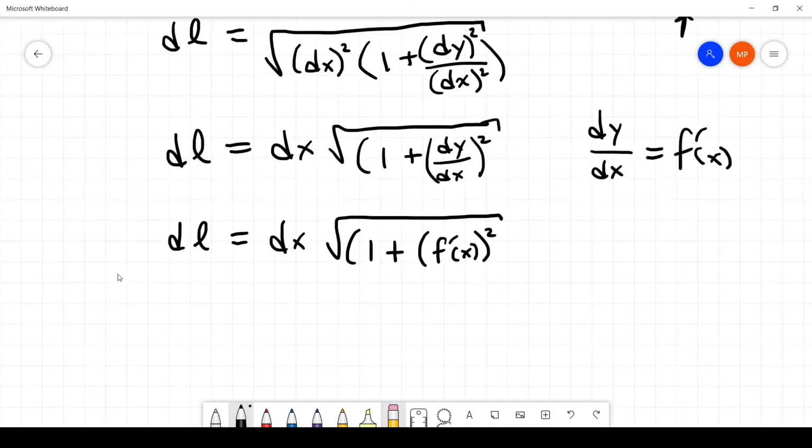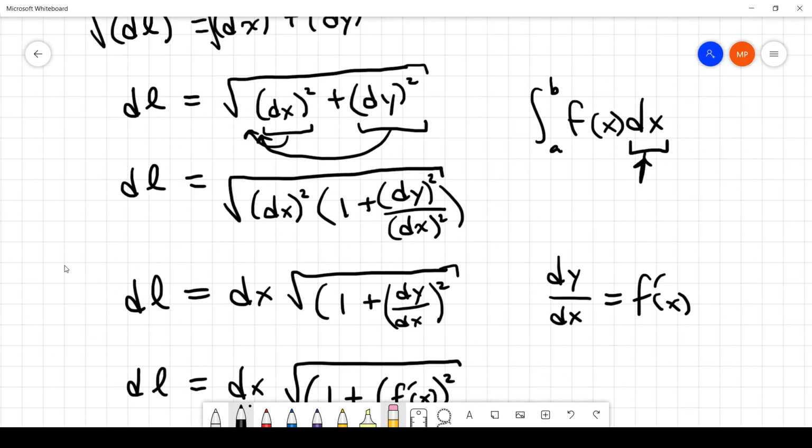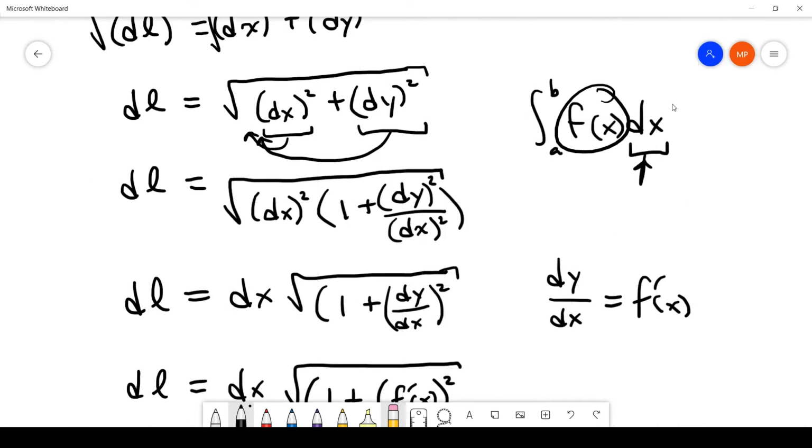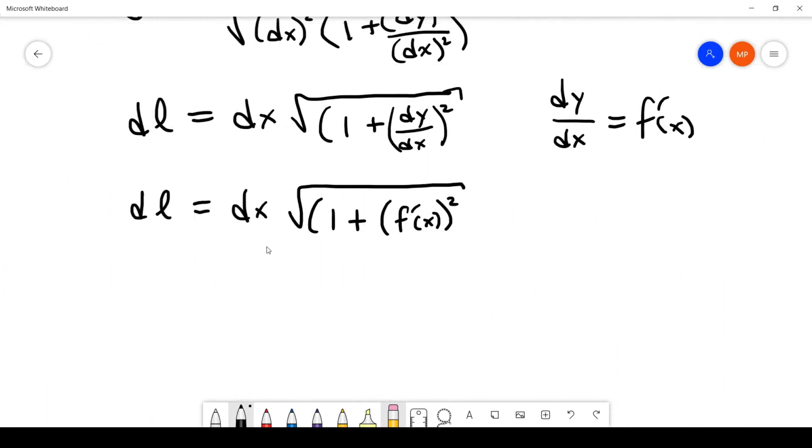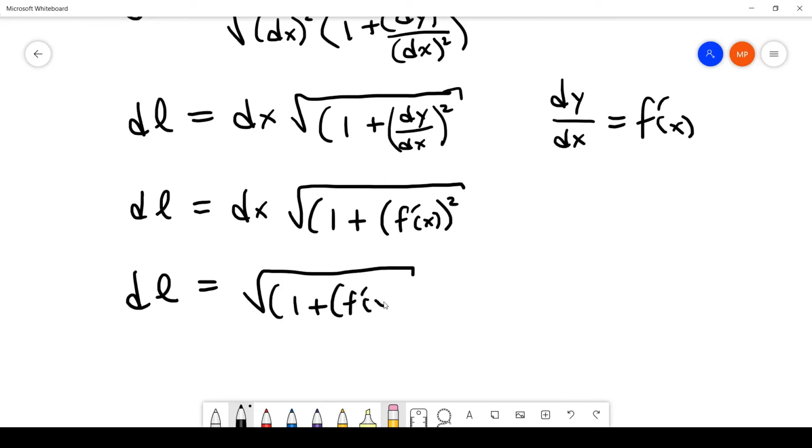And now if we want to get this in terms of looking like our integral over here of this f of x dx term, then what we're going to need to do is reverse the order that we're using of this dx and the square root. And we're going to say that dl is equal to the square root of 1 plus f prime of x squared dx, using that commutative property.